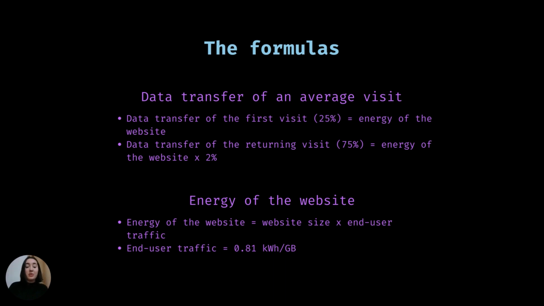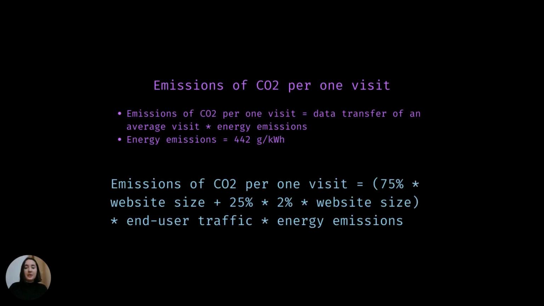But also we have to think about the returning users, as some data was already cached. And this would stand for 75% of all visits. And this number then would be equal to 2% of the energy of the website. And then the energy of the website is the website size, which is multiplied by the end user traffic. And the end user traffic here is 0.81 kilowatt hour per gigabyte.